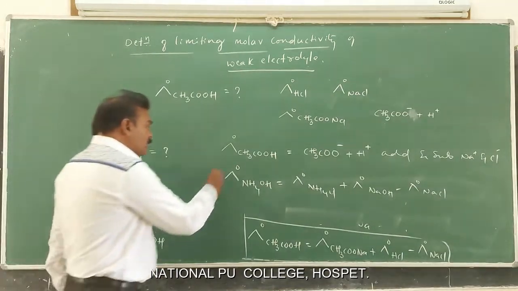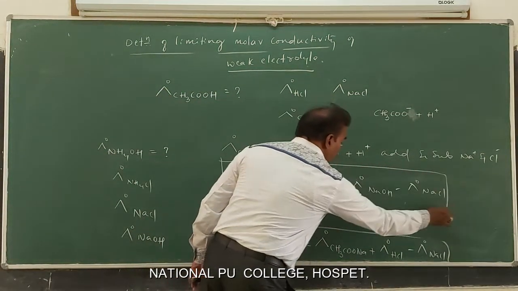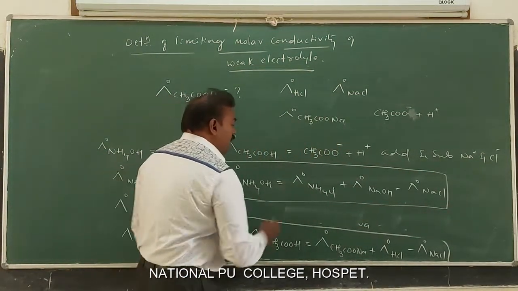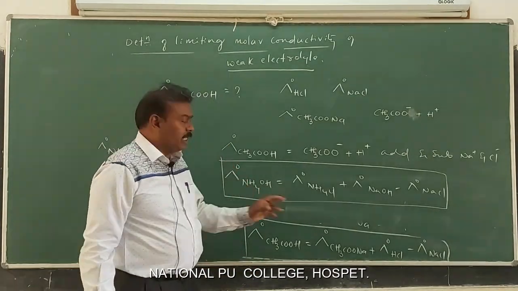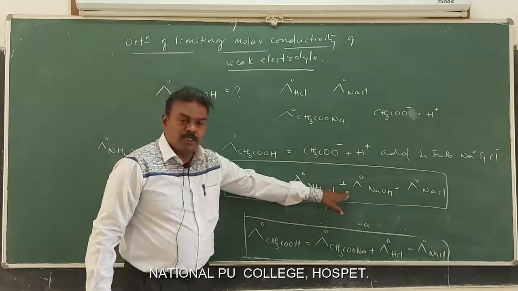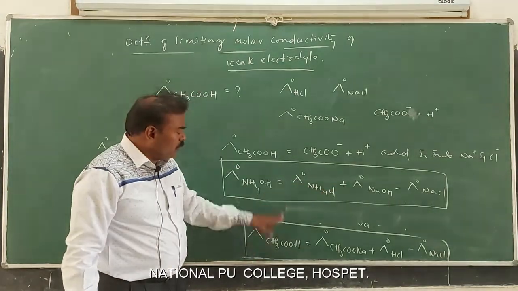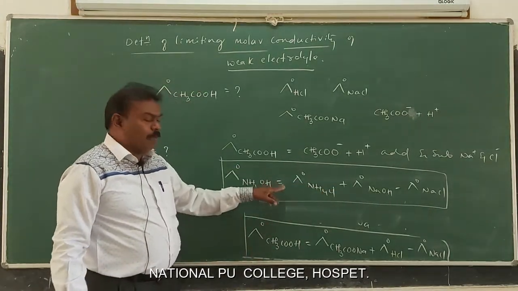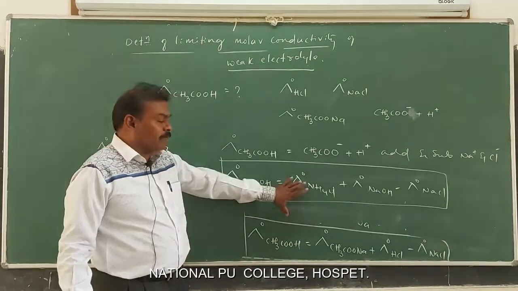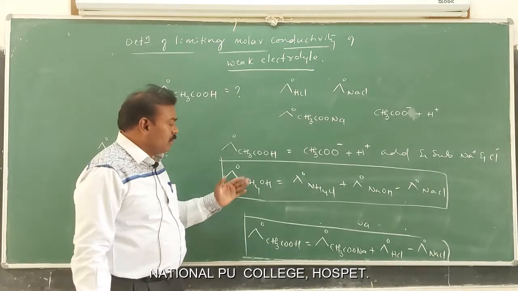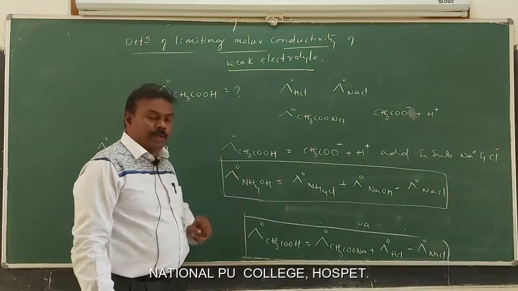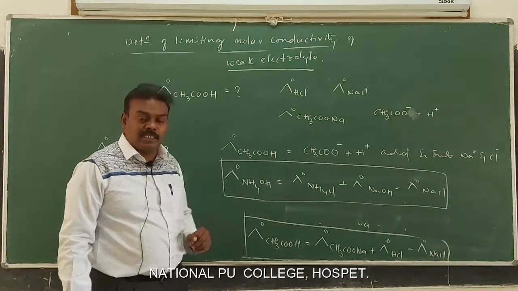So this is one example of the determination of the limiting molar conductivity of a weak electrolyte by using the limiting molar conductivities of strong electrolytes. These two relations are very important. Based on these two examples, in numericals, these points will definitely appear in the examination.